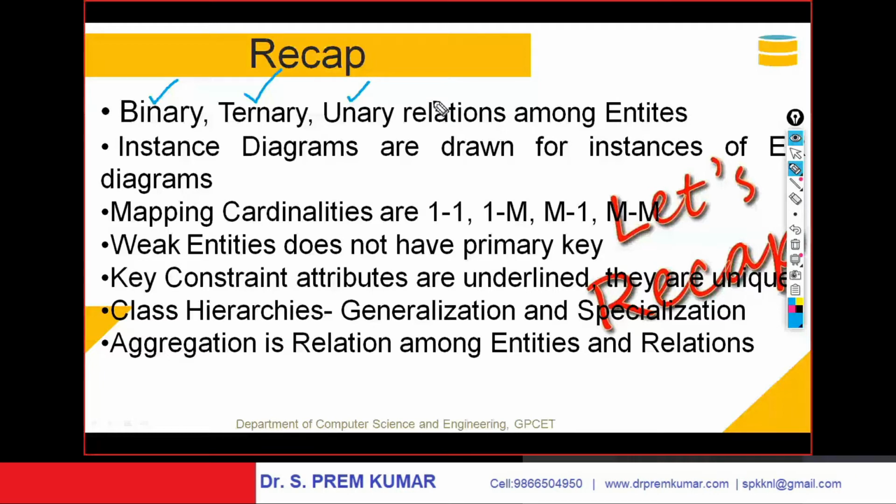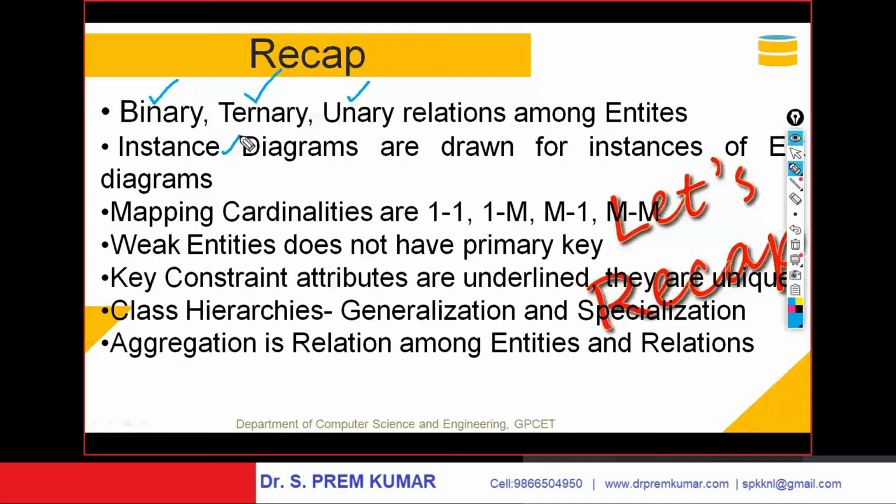And also we had the instance diagrams. After drawing ER diagrams, entity relationship diagrams, we take some sample data, and we work out on the sample data, testing the mapping cardinalities. For example, we take 101 as an employee number, 102 is an employee number, 103 is an employee number, 104 is an employee number. These are instances. If you take some sample data, that's called instances.